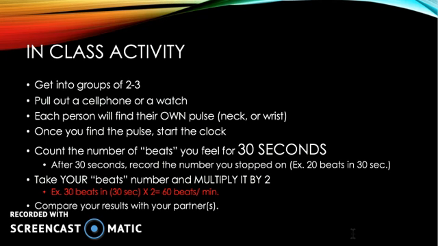And then when he or she records their results, you can compare and see how different your heart rates are and how different your bodies may be working, depending on how active you are in class or not.